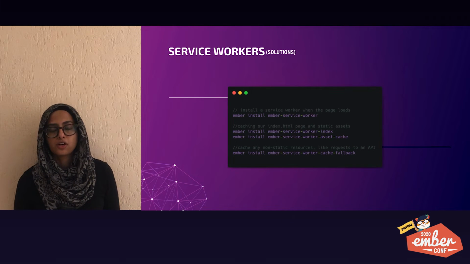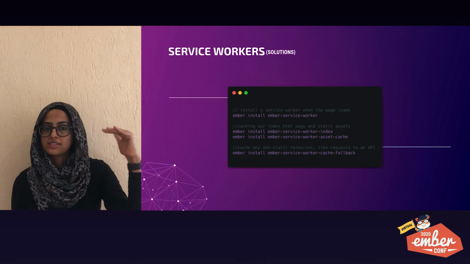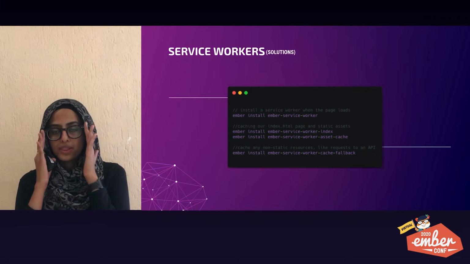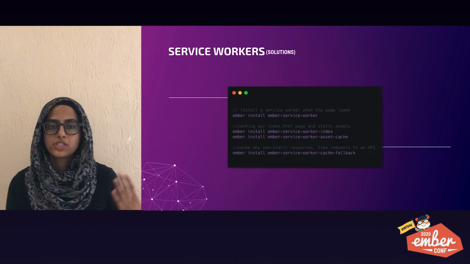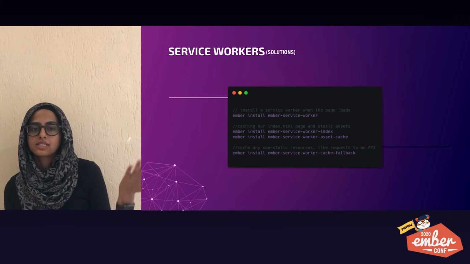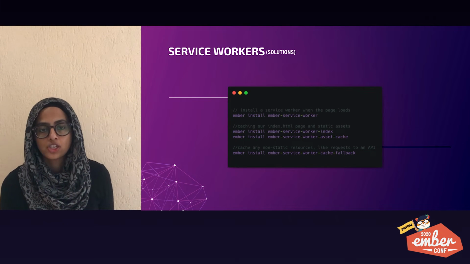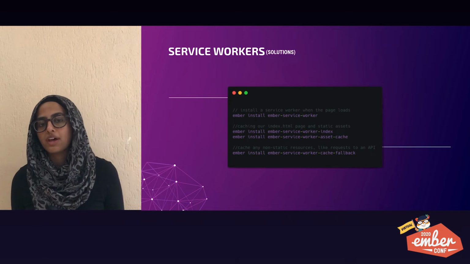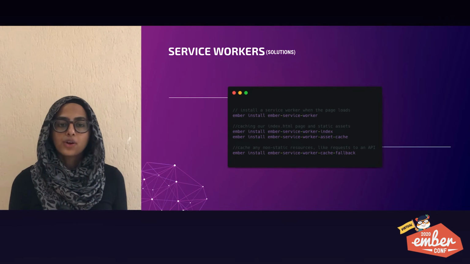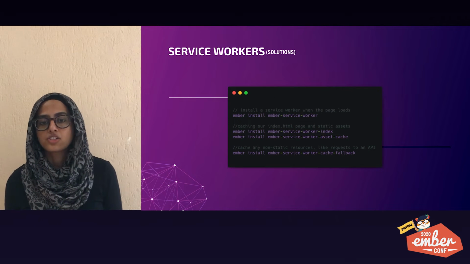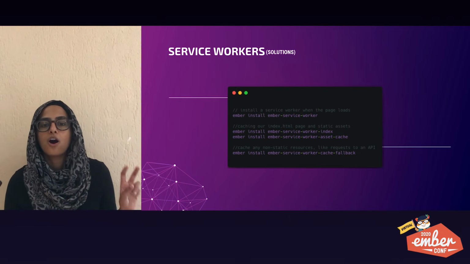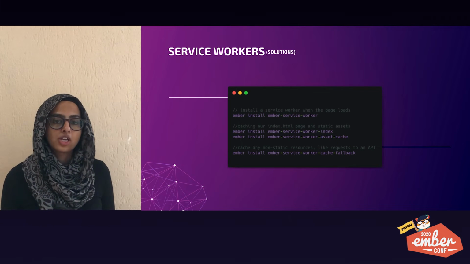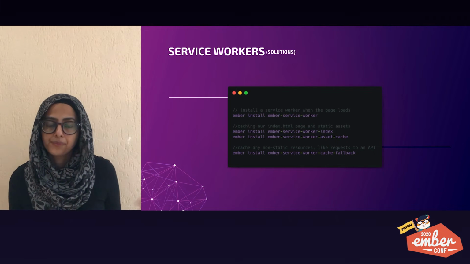We use the following commands. The first one is ember install ember-service-worker, which installs the service worker when the page loads. Then we do ember install ember-service-worker-index and ember-service-worker-asset-cache, which essentially caches our index HTML page and all the other static assets. So at this point, if you were to disconnect your internet connection or turn on offline mode in your browser's dev tools and refresh the page, our app should still load.